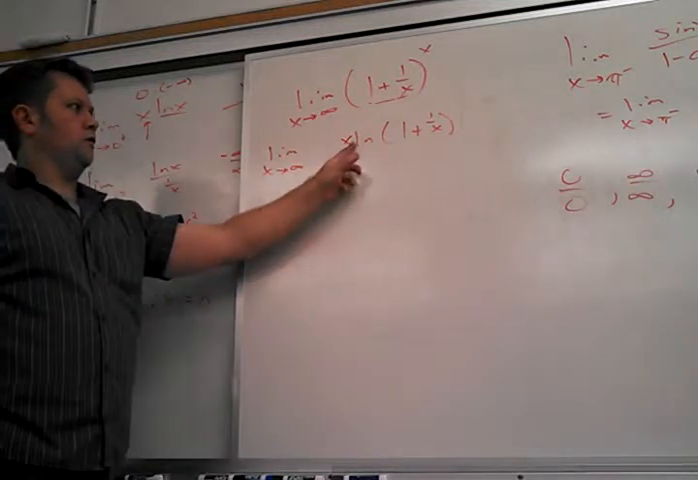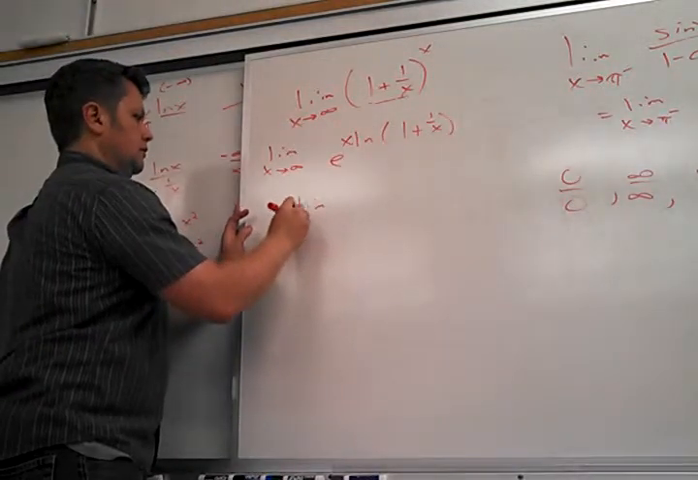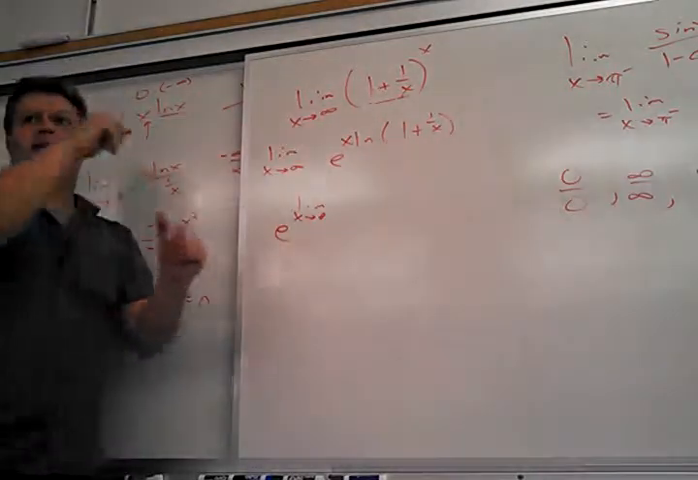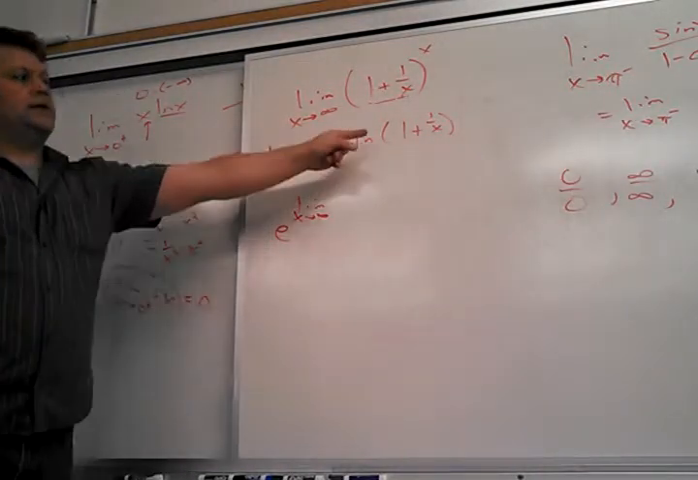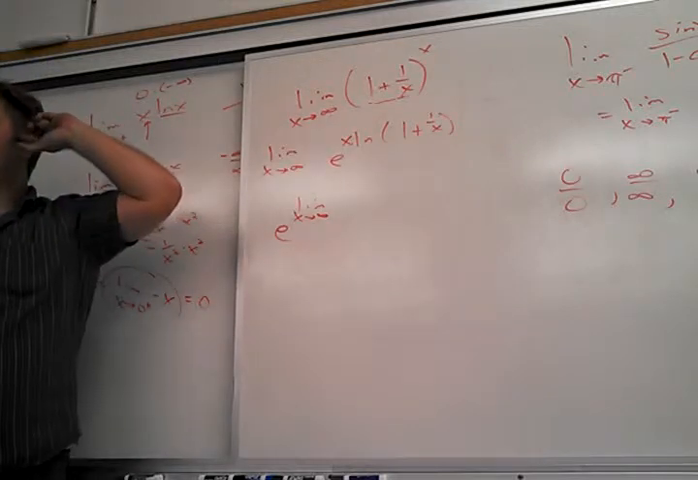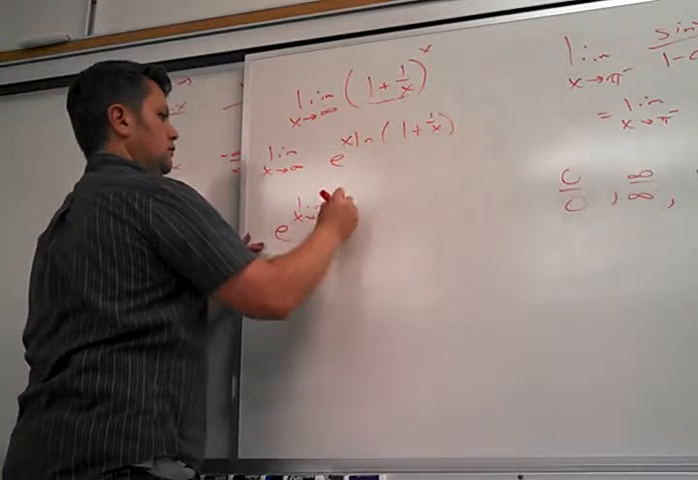So now what form is this in? Because now I can bring my limit inside. So I've got e to the limit. And I'm allowed to do that because e is a continuous function. I can bring the limit inside. I don't know if you guys remember that. And what form is this in now?